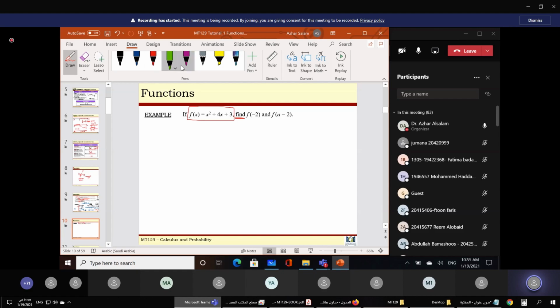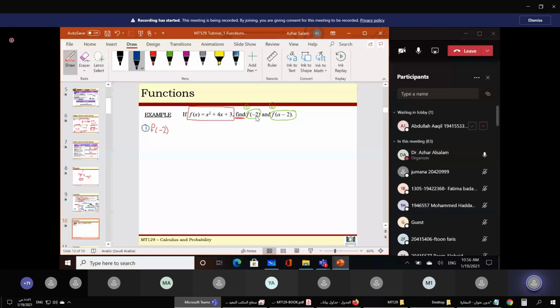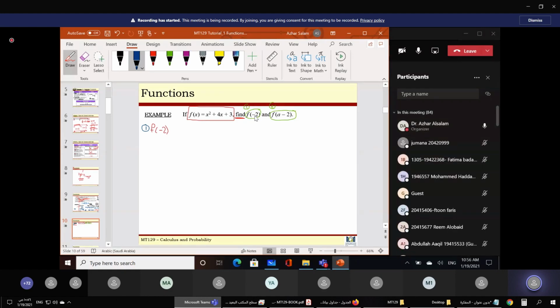So here I have to find two things. First, I have to find f of minus 2. When I finish, I have to find f of a minus 2. So first I will find f of minus 2. How to find f of minus 2? I just substitute the independent variable x by the given value, which is minus 2.